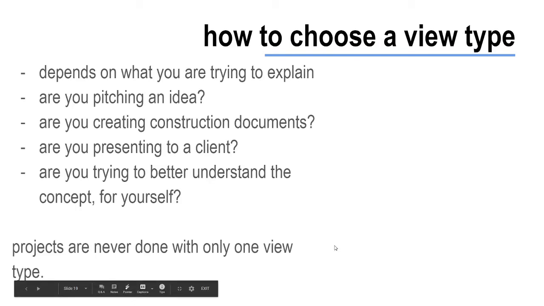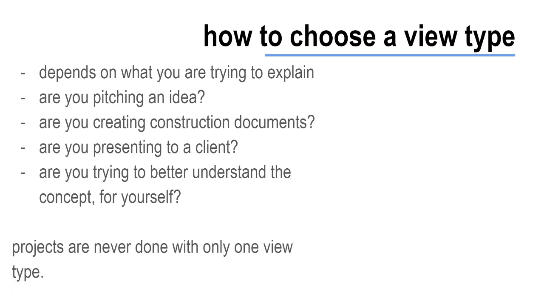So how do you decide what type of drawing to do? Whether you're doing an orthographic, an oblique, perspective, isometric, how do you decide which one to use? It depends on what you are trying to explain. So if you are trying to make a set of construction documents, well, you would do your plans as orthographics. If you were trying to pitch an idea to a client, you may have an isometric involved, or you may have perspectives included.